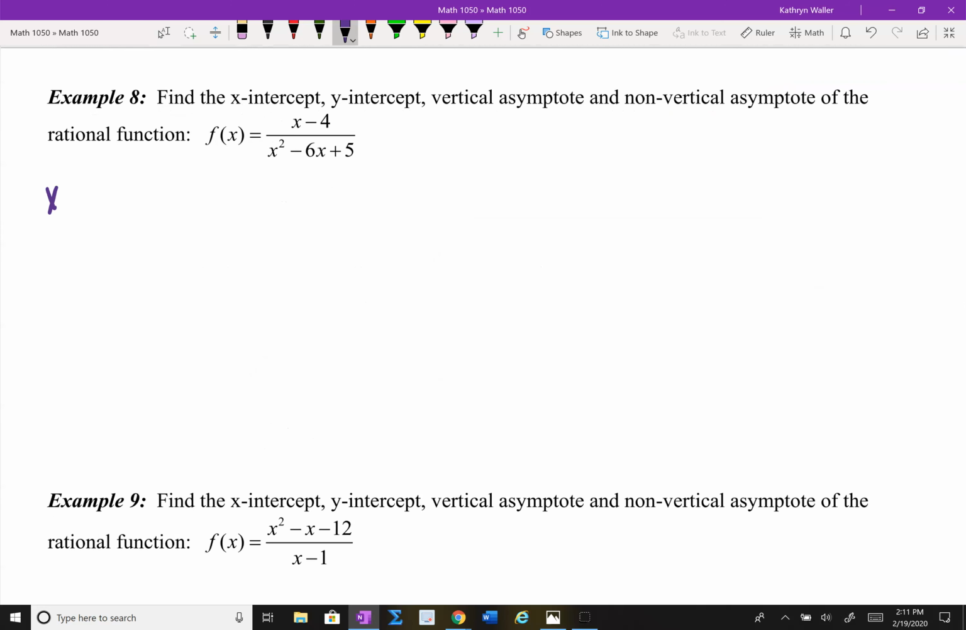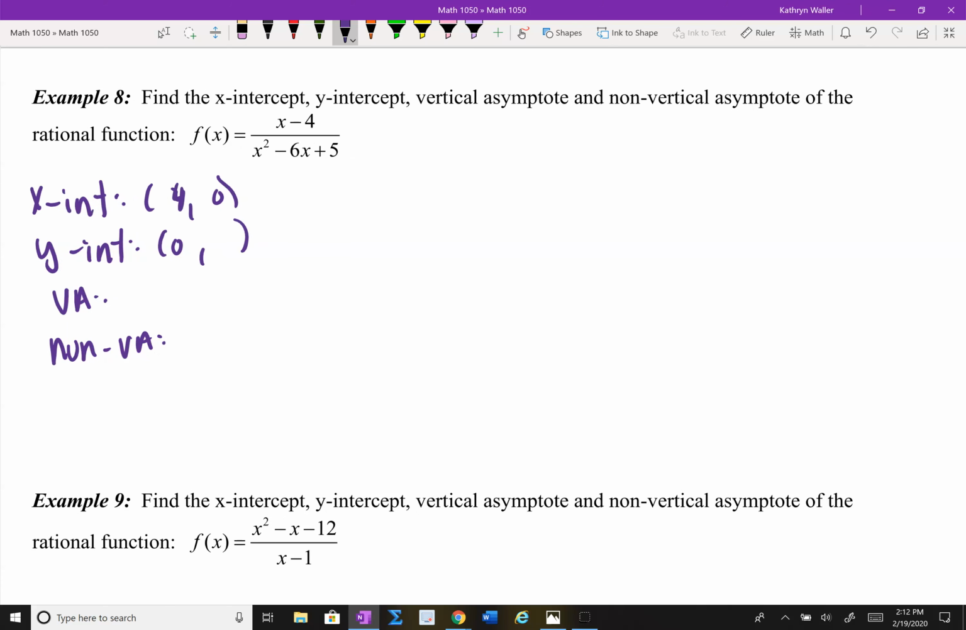Okay, example 8. Here we go. Find the x-intercept. Find the y-intercept. Find the vertical asymptote. Find the non-vertical asymptote. To find the x-intercept, you let y be 0. To find the y-intercept, let x be a 0. Let's go back to x-intercept. Y is a 0. That's the same as letting the blank be a 0. Fill in the blank. Top. 4, 0. To find the y-intercept, let x be a 0. Gone, gone, gone. What do you have left? Negative 4 over 5.